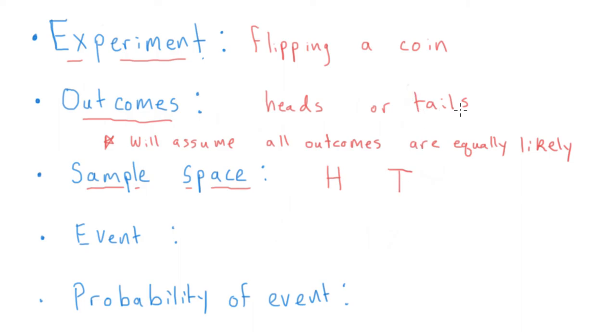In more complicated experiments, there's going to be a lot more outcomes in our sample space, but the sample space is just the collection of all possible outcomes, so it needs to be exhaustive. Okay, and so what is an event? Well, an event is a collection of outcomes from the sample space.